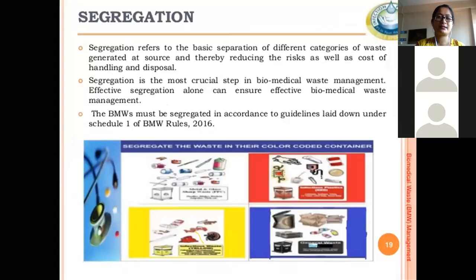Segregation refers to the basic separation of different categories of waste. Segregation means separation. Okay. BMW, or biomedical waste, is handled by the managing team, where they do the separation and effective segregation of the biomedical waste.